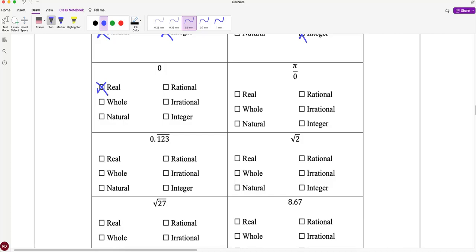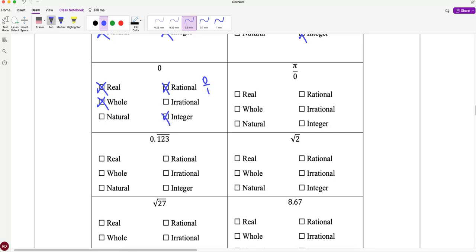Is it a whole number? 0, 1, 2, 3, yes. Is it a natural number? 1, 2, 3, 4, 5, no. Is it rational? Can I write 0 as a fraction? Well, yeah, 0 over 1. Irrational? No. Is it an integer?